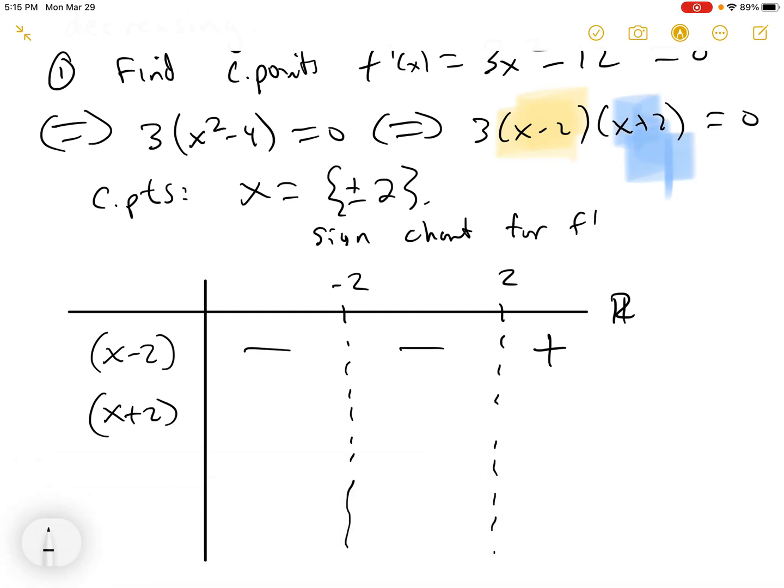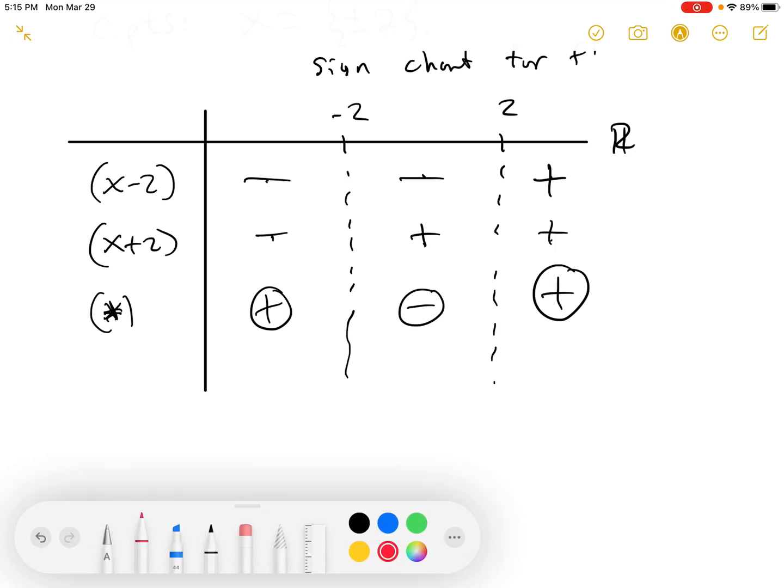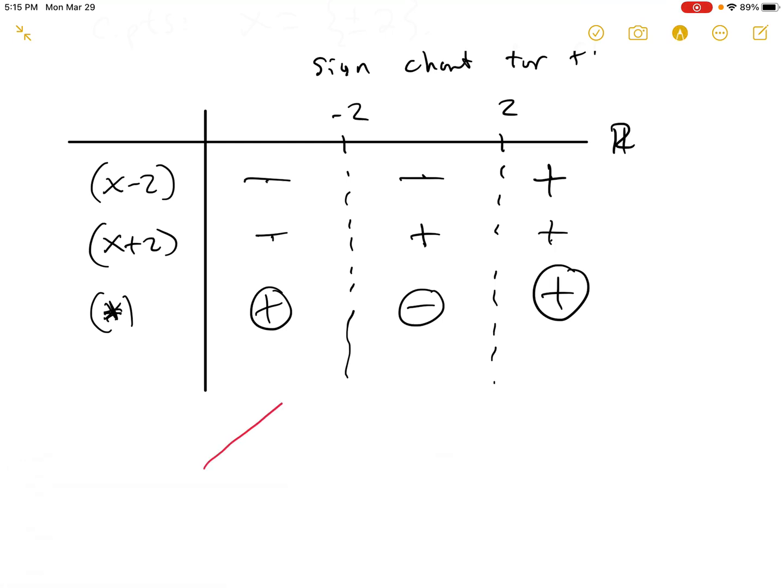Okay. And then you list the next monomial there. And you go, okay, where's this guy positive? Well, it's positive to the right of minus 2 and negative elsewhere. And then you go, all right, f prime is just the product of these two with the 3 in front, which has no effect. So a negative times a negative is a positive. A negative times a positive is a negative. And a positive times a positive is a positive. Okay? So on this interval, f prime is greater than 0, so f is increasing. And so we have increasing on minus infinity to minus 2.